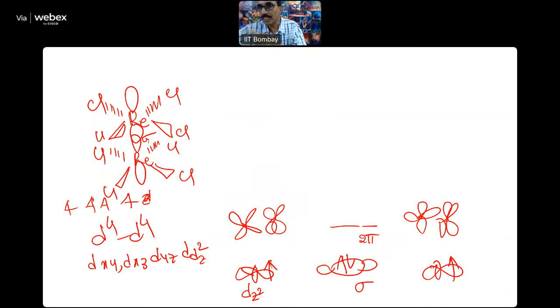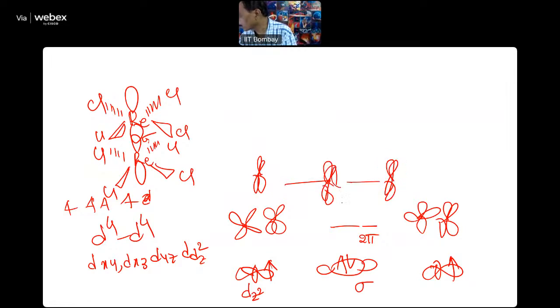So that means dz square has 2 electrons. Since dx square minus y square is utilized in metal to ligand bond formation, here you are not considering it for metal-metal bond formation. It is not available. So now what is left is only dxy. So dxy will be something like this. When they overlap here, they will be partially overlapping.